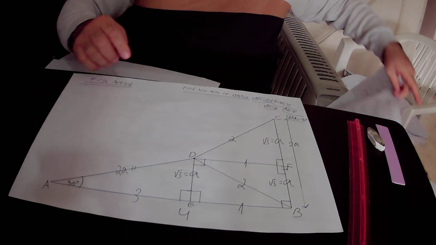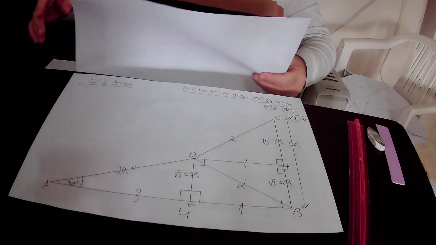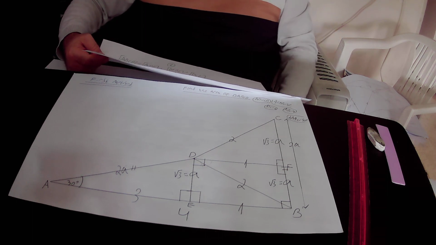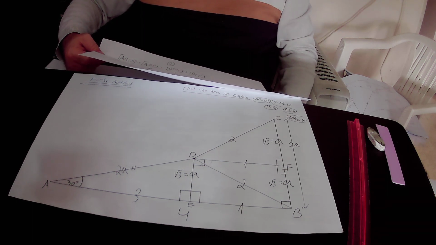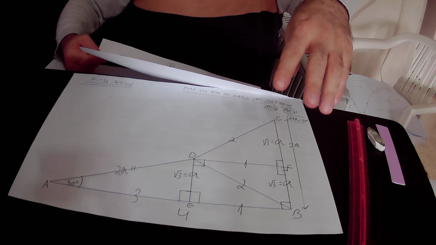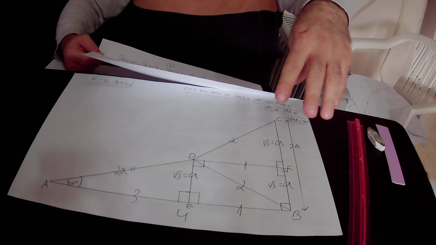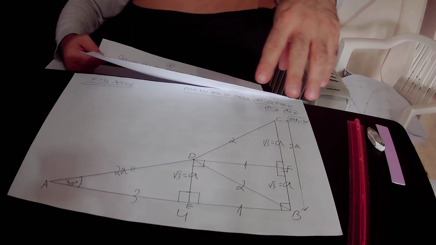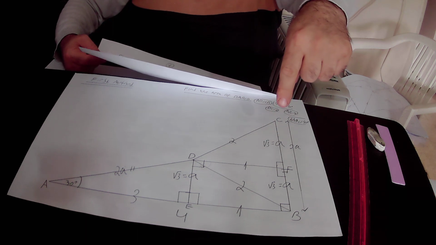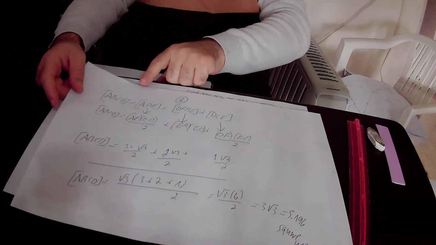Then we can easily find out the area of quadrilateral ABCD, because the area of quadrilateral ABCD will be equal to the area of triangle ABD plus the area of triangle BCD. The area of quadrilateral ABCD.